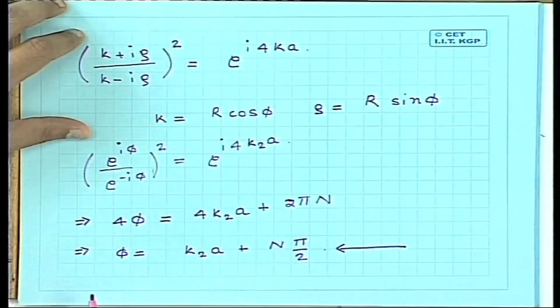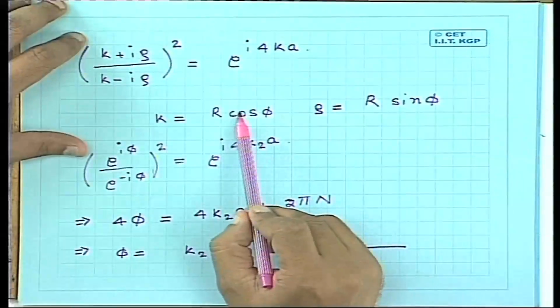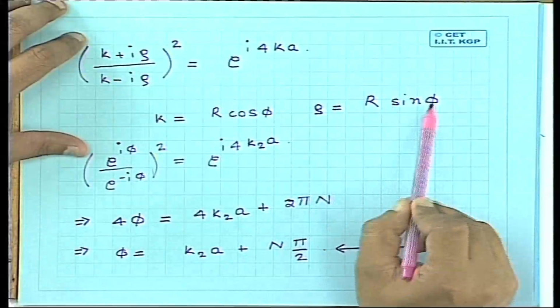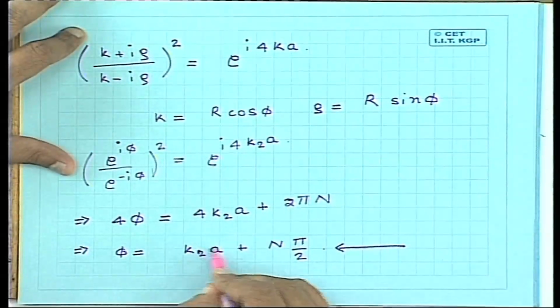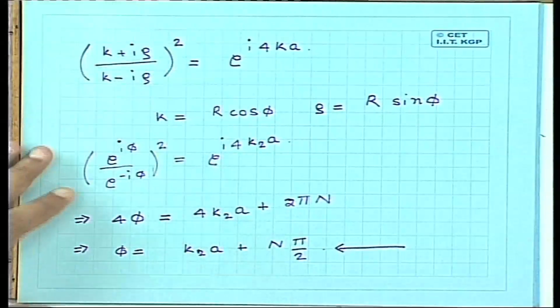So we have finally obtained the relation between k and rho, and we see that k and rho have to be such that if I write k as some cos phi and rho as sin phi, then phi should be equal to k into a plus n pi by 2.